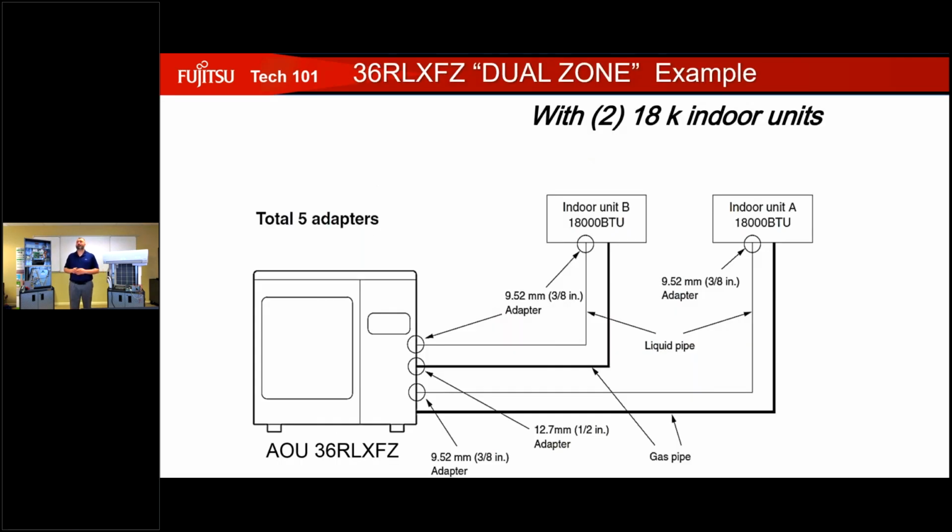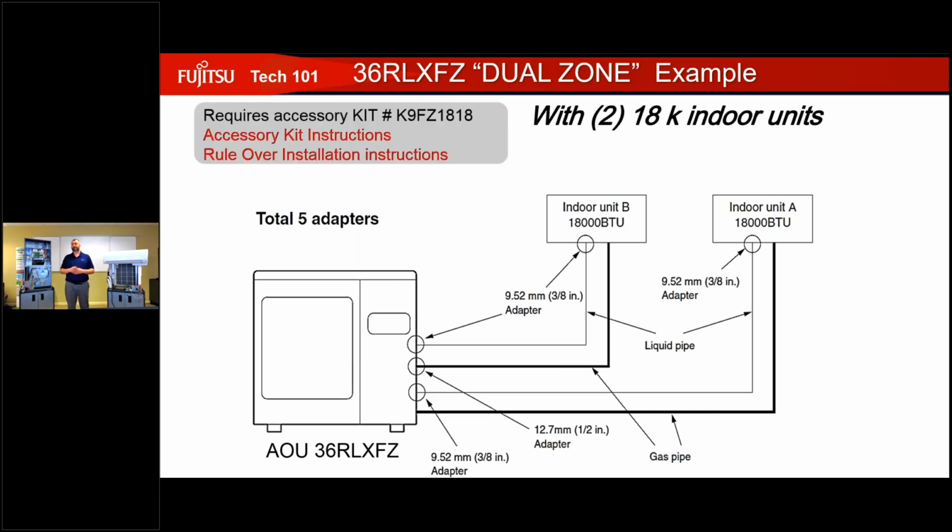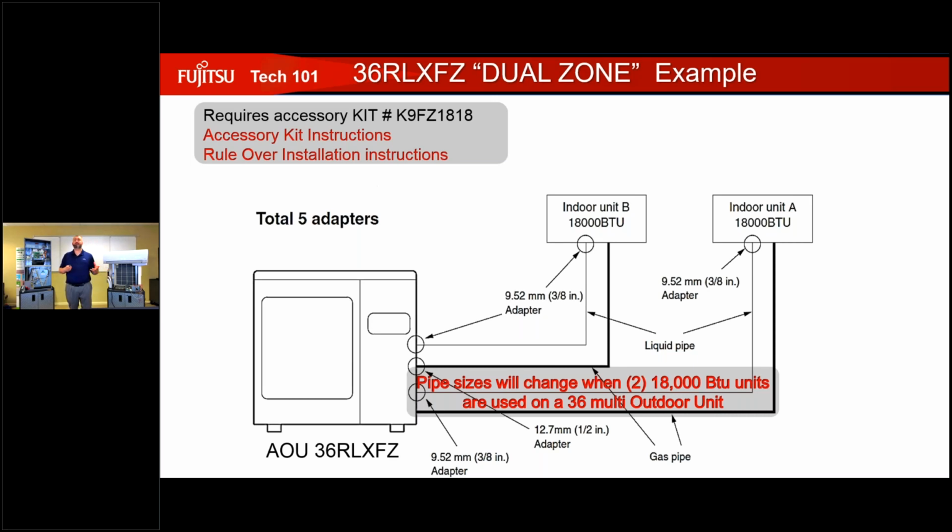When we were talking before about the 2 18,000 BTU units on the AOU 36, we had to have those 2 brass fittings that we could use to get unit B to adapt to the copper from the indoor unit. When you get that accessory kit, or any accessory kit with a Fujitsu system, the accessory kit installation instructions are going to supersede the instructions of the original installation manual.